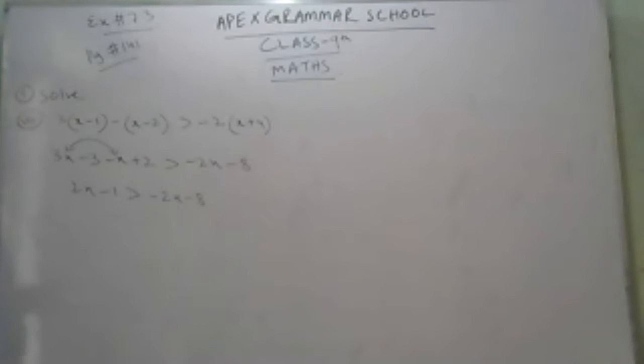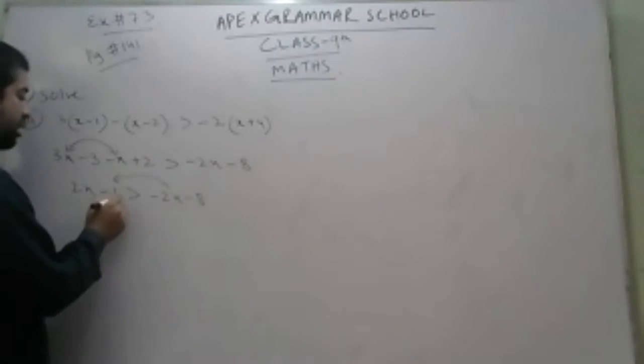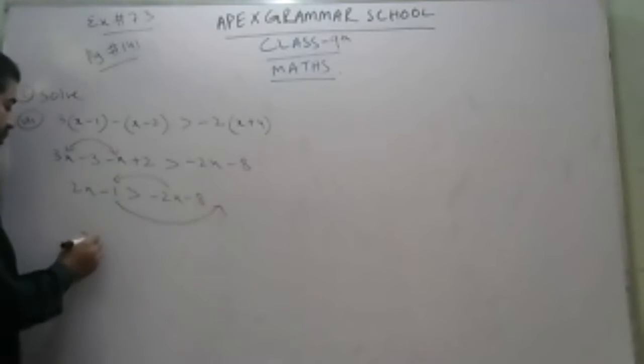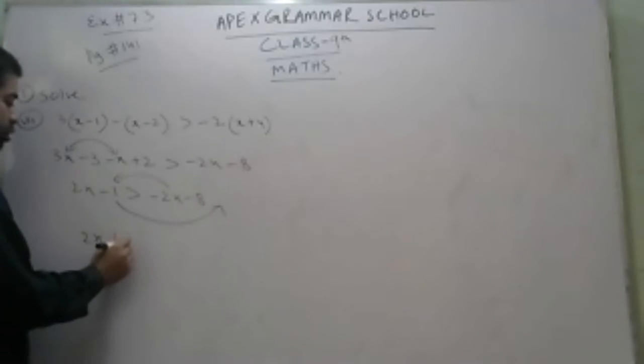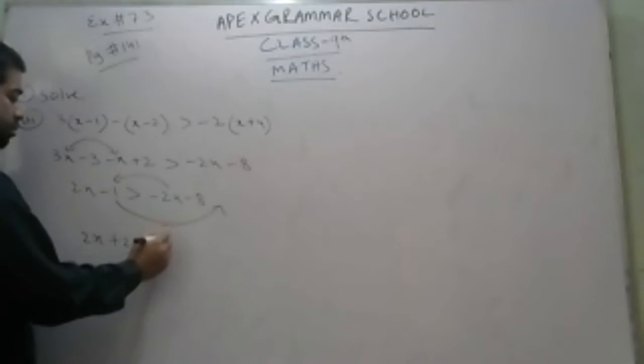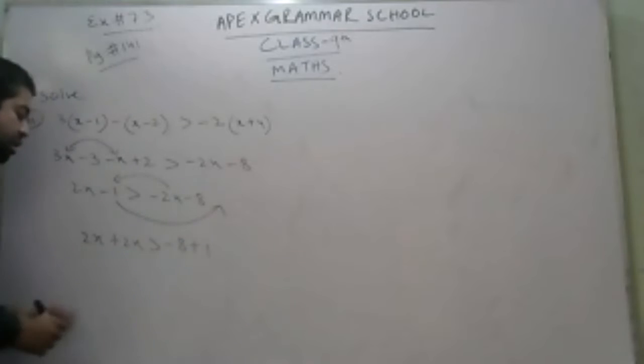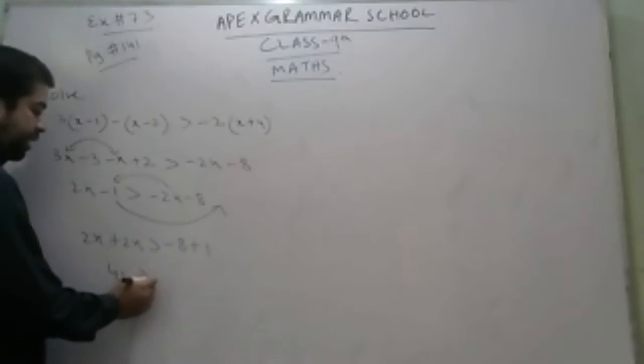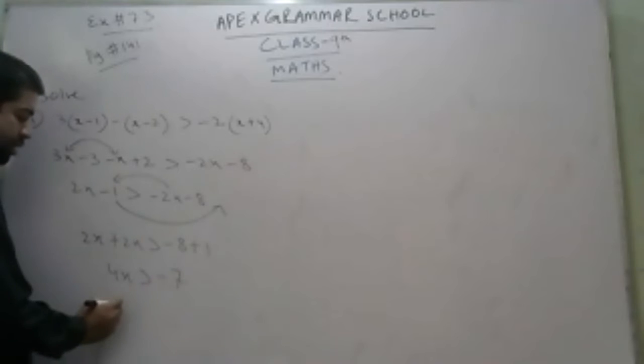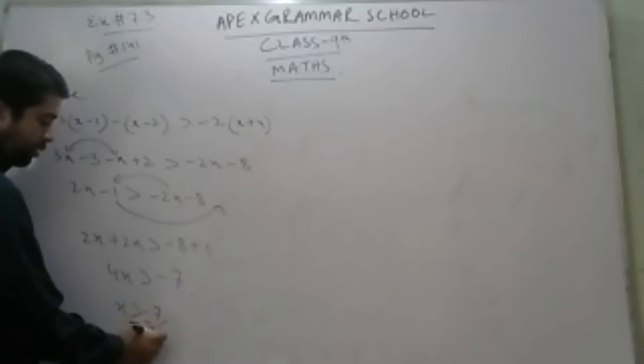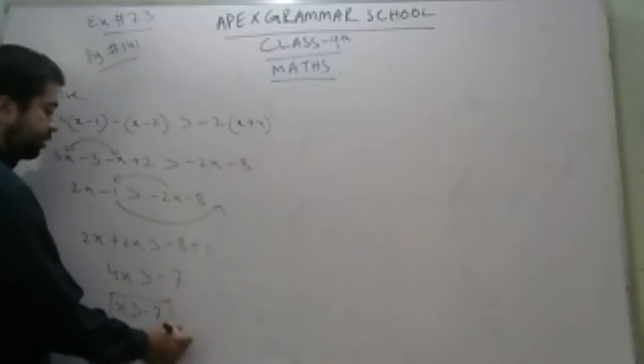Now select all the values relevant to x, but make sure that the x sign must be positive. So this minus 2x will come here, and this minus 1 will go there. So 2x plus 2x is greater than minus 8 plus 1. 2x plus 2x will make 4x, greater than minus 7. So this 4 will be divided there. And that's it.